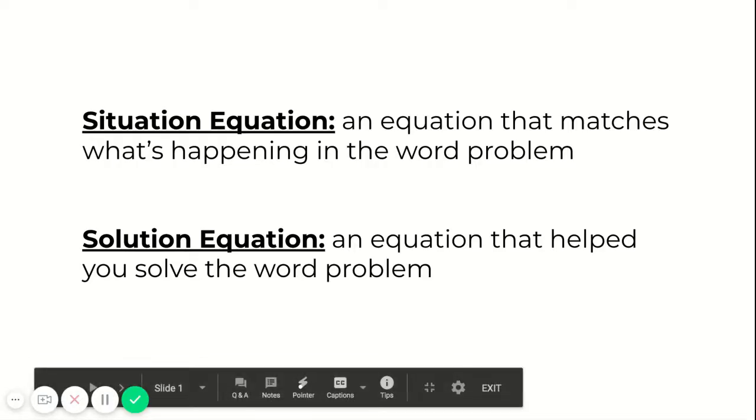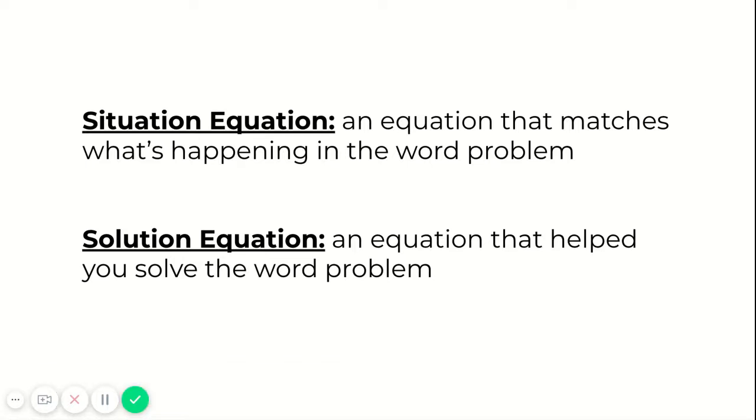Today in math, you're going to be looking at some more word problems. As we get closer to third grade, our word problems are getting trickier and trickier. So it's really important that we are taking our time to make a plan to solve the problems.